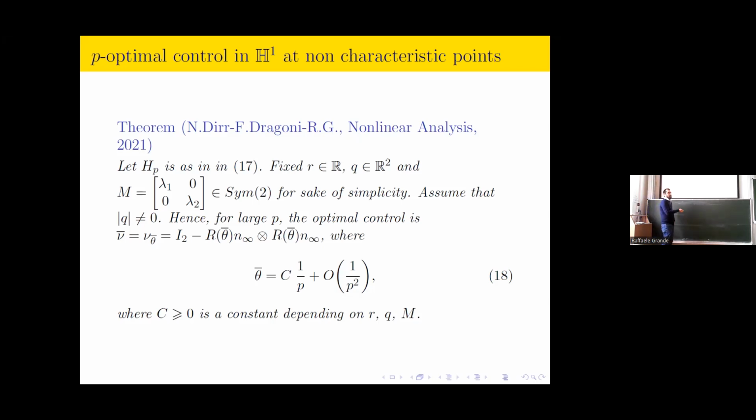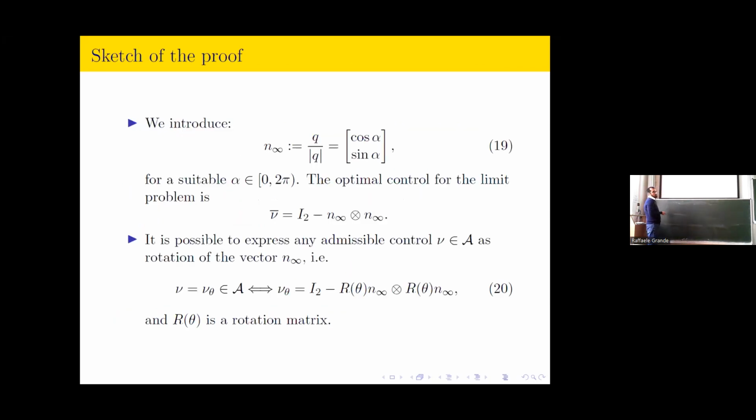Q and M represent the horizontal gradient and the horizontal Hessian, morally. To prove it, what do we do? Okay, the proof works like this. We represent the vector that generates the optimal control in the following form, because it has to be of length 1, so we can represent it as cosine alpha, sine alpha. Then we rotate it, obtaining all the possible admissible controls.